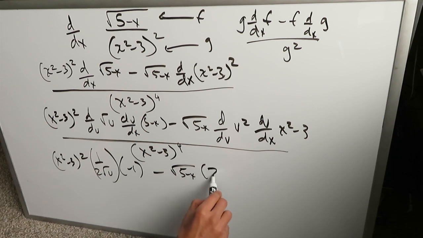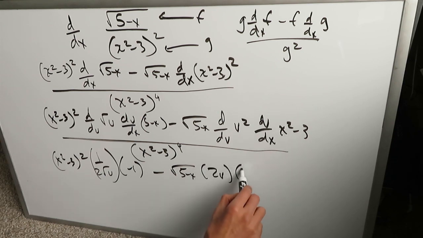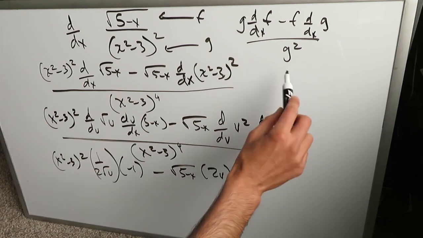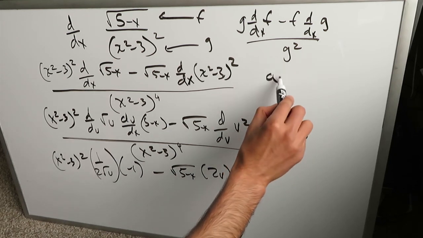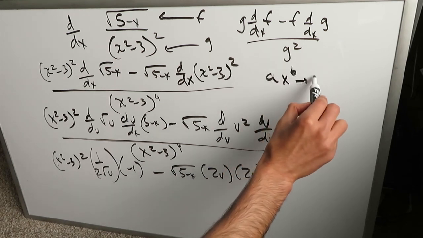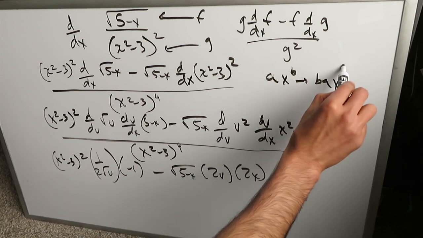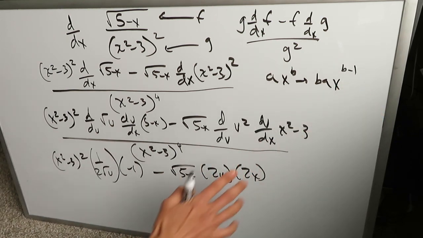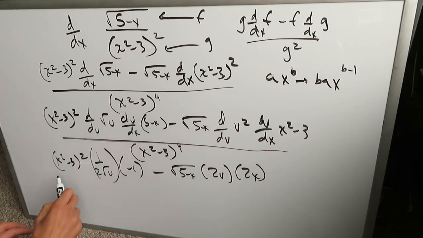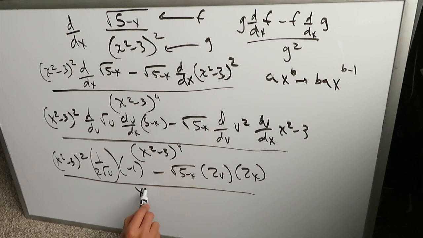This derivative right here is a 2v. Derivative of this will be just a 2x. Remember, the simple derivatives follow this format: ax to the b becomes ba x to the power of b minus 1. That's all I'm doing for these individual derivatives. This will be all over x squared minus 3 to the power of 4.